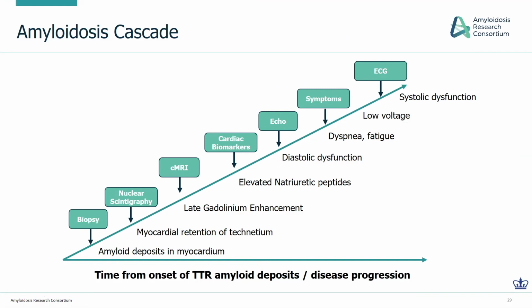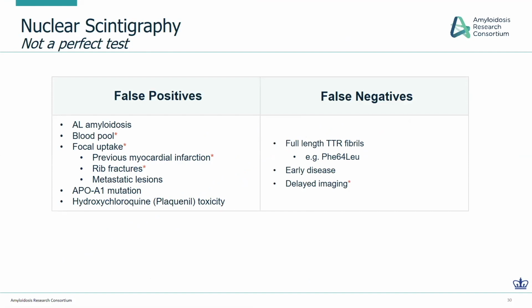We'll go into greater detail, but scintigraphy is not a perfect test, and so there are false positives. I mentioned, most commonly are the first two, that is AL amyloid can be excluded by assessment of light chains, or blood pooling, and then a focal uptake can occur in the setting of either a previous MI, rib fractures, God forbid metastatic lesions, because it's a bone isotope. There are reports of an APOA1 mutation, particularly seen in Italy, causing uptake, which is not really a false positive for amyloid in general, but not for TTR. And there's reports of Plaquenil toxicity causing a false positive.